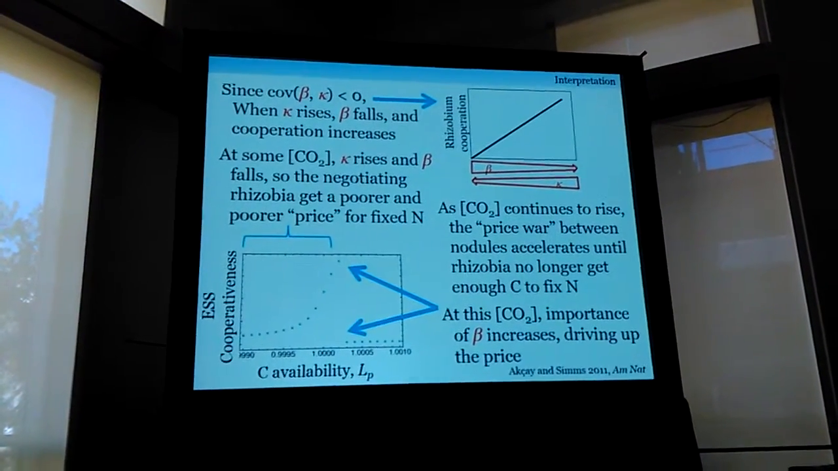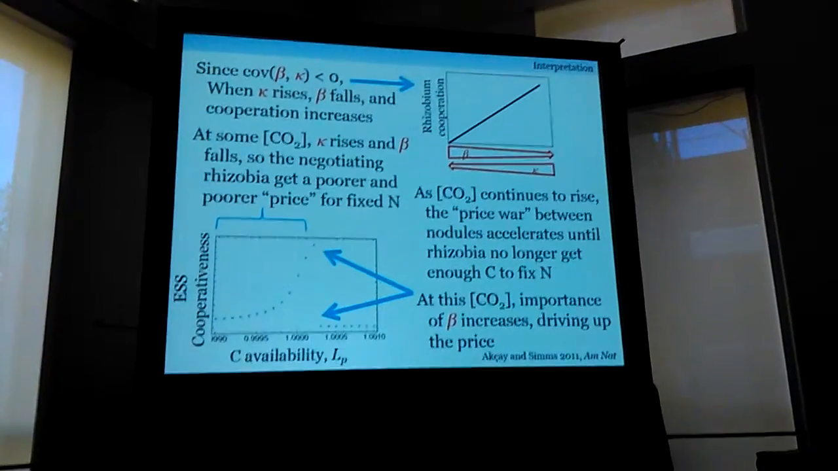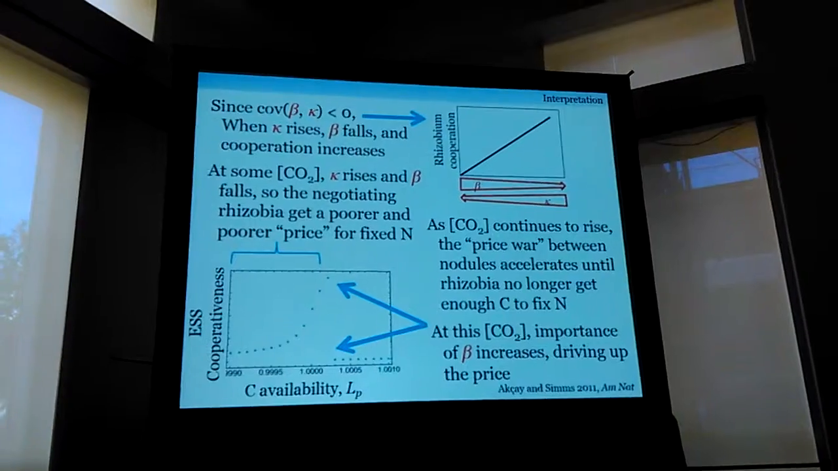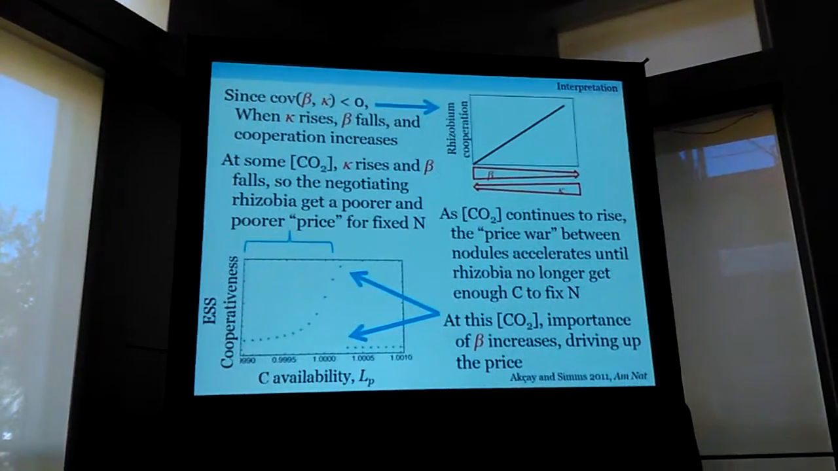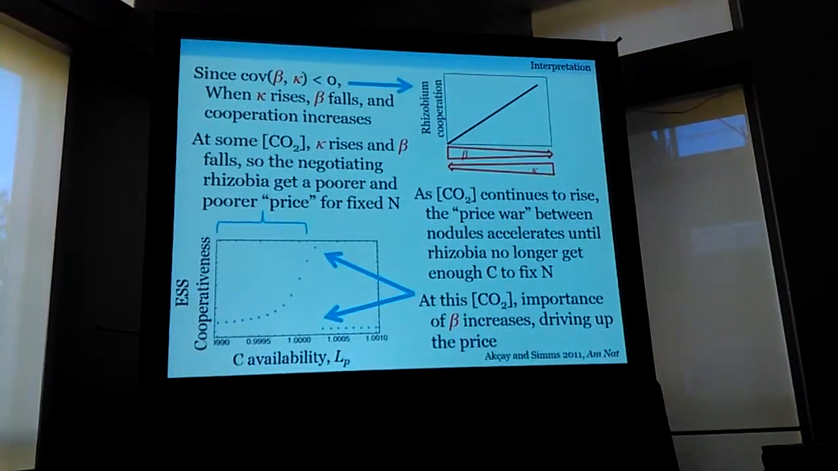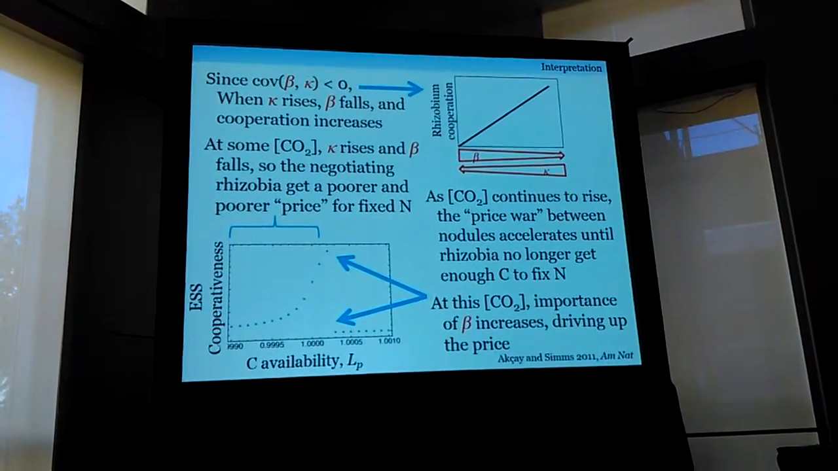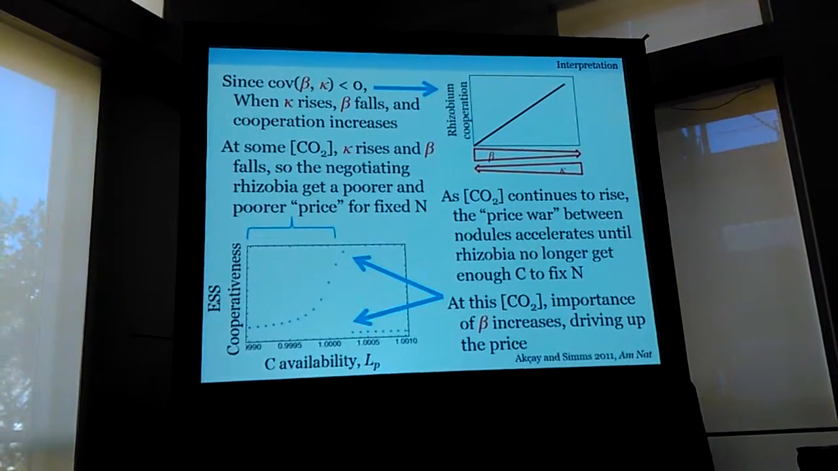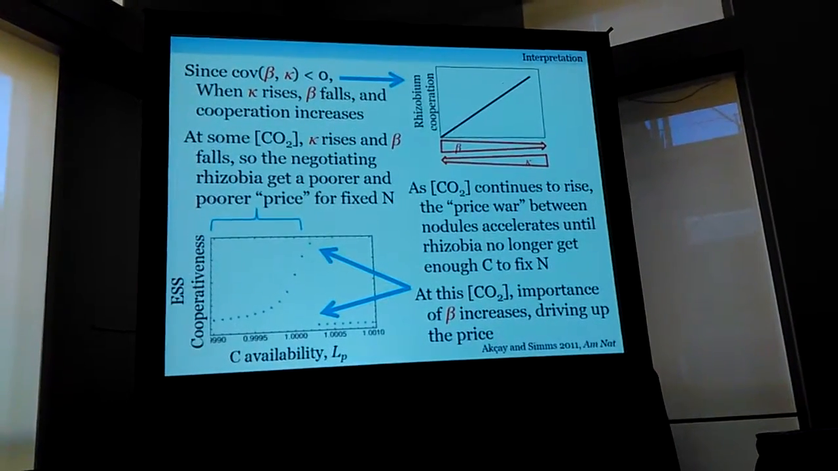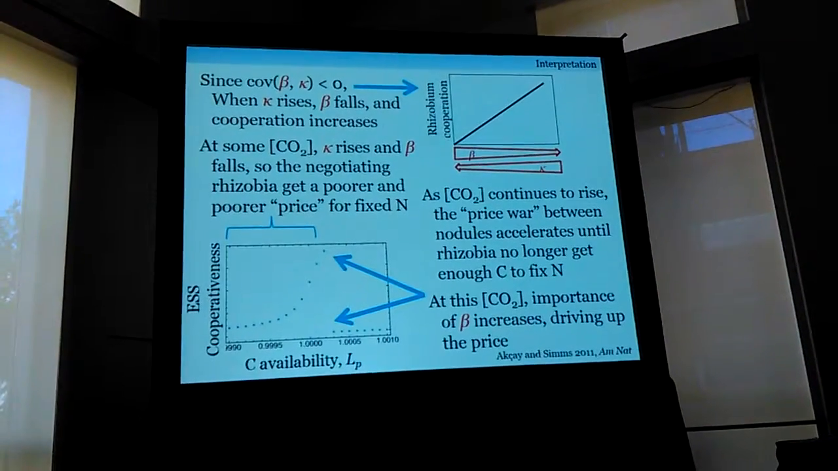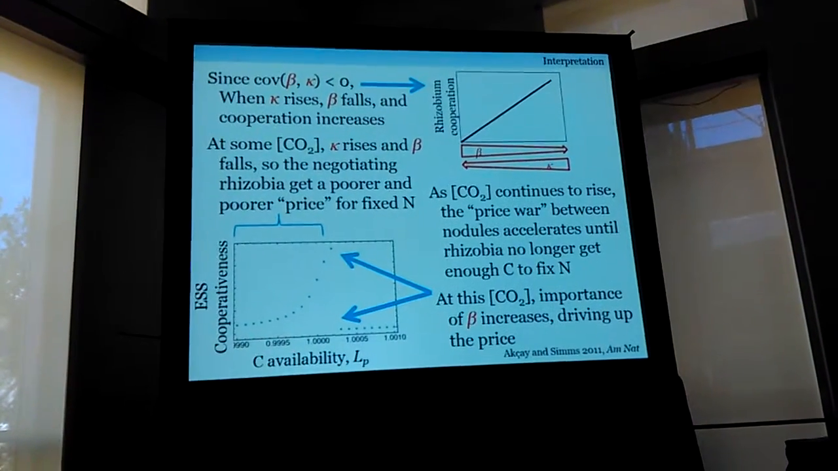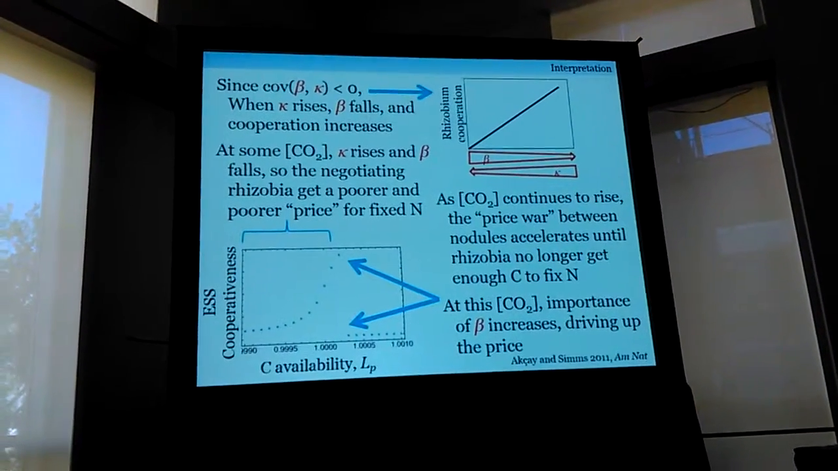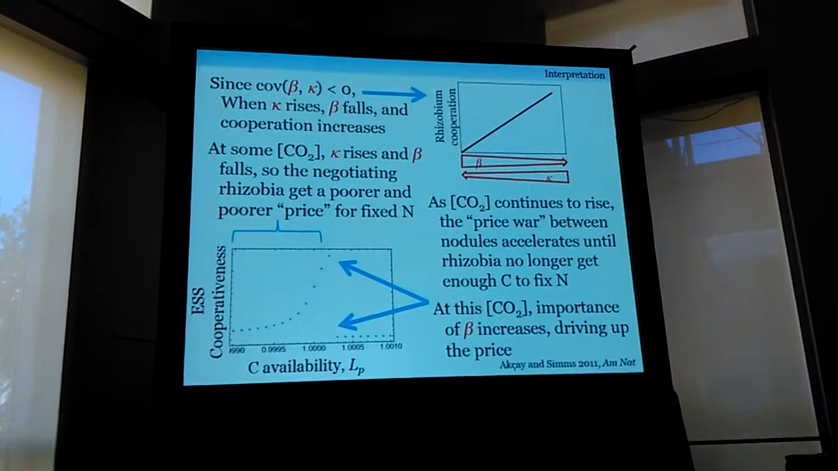So what I can say in summary is that my intuition was correct that increasing carbon availability to the plant does seem to lead to an evolutionary increase in cooperation among the rhizobia. But it turns out that if there is this kind of negotiation going on, in other words, if rhizobia have control as well as the plants having control, then we're going to see changes in cooperation that aren't necessarily just going to be a continuous rise in cooperation in these rhizobium populations.